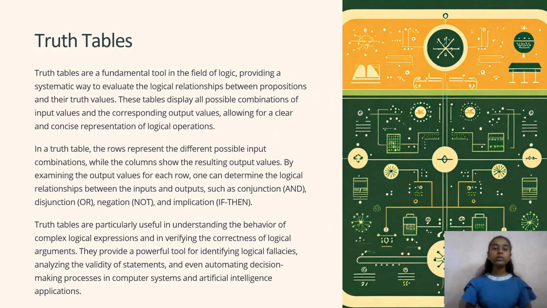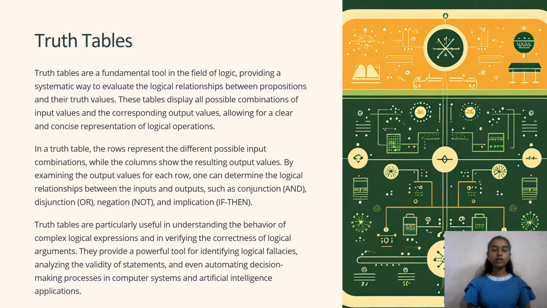Truth tables. Truth tables are a fundamental tool in the field of logic, providing a systematic way to evaluate the logical relationship between propositions and their truth values. These tables display all the possible combinations of input values and the corresponding output values, allowing for a clear and concise representation of logical operations.